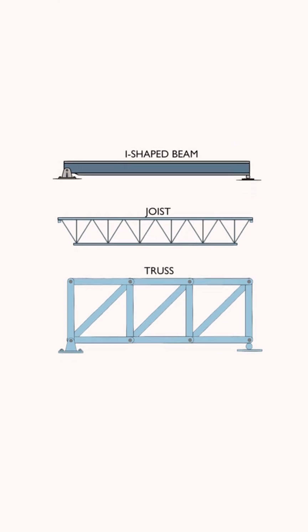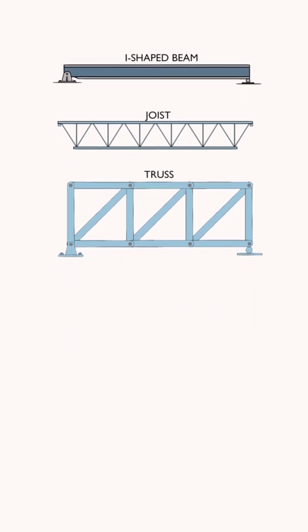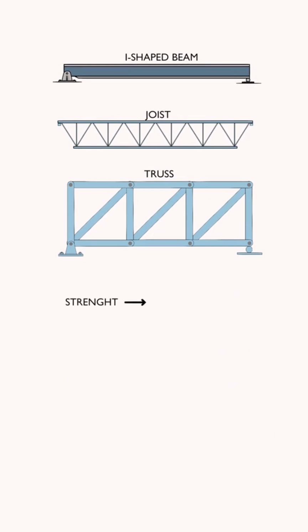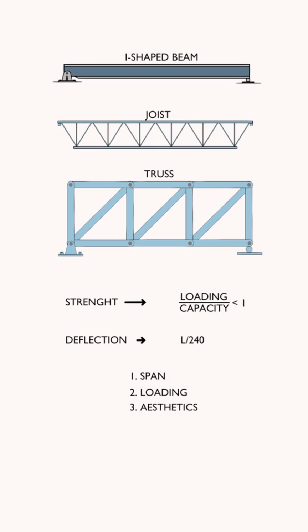Before we get started, here are two key factors to consider. Strength: the member's load capacity ratio must be less than 1. Deflection: the member must meet a deflection limit of L/240 to ensure stability. Now let's break it down. There are three main factors that influence our choice: span, loading, and aesthetics. Sometimes architects prefer exposed trusses for design purposes.